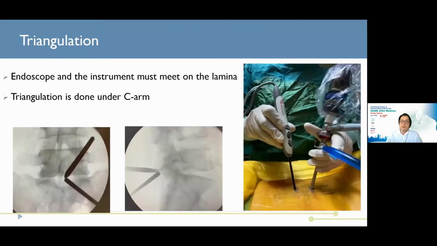After the skin and fascia incision, two dilators are inserted through the entry points and they form a triangle on the lamina. We call this triangulation. This is the most important step in the UBE procedure.